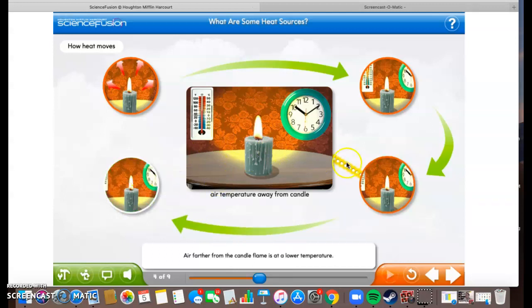Okay, so did you see how it changed? As you moved the thermometer out, the temperature went down because it's not warming up as far. After about 15 minutes, the air throughout the room is warmer. There's the clock. Heat has been transferred from the candle flame to the surrounding air. So it takes a little bit, but the candle can actually heat up and warm the air around the candle. It just takes a minute for the heat to travel through the air.